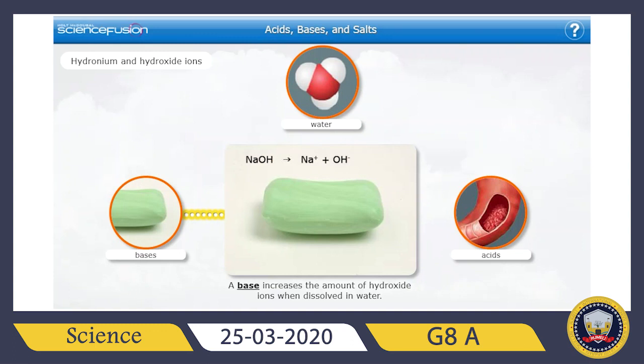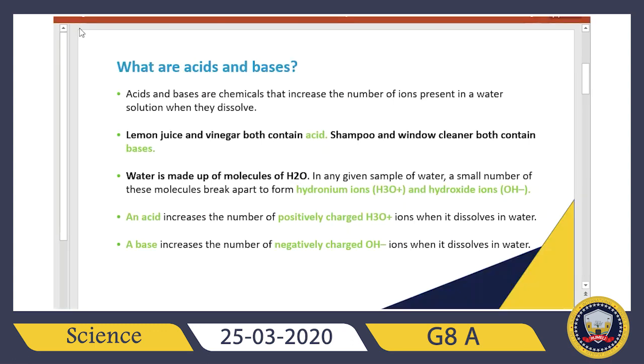So in simplest terms, you can say that an acid will increase the number of positively charged hydronium ions. On the other hand, a base will increase the number of negatively charged hydroxide ions. In hydronium ions, we have 3 hydrogen, 1 oxygen, but in hydroxide ions, we have 1 oxygen and 1 hydrogen.